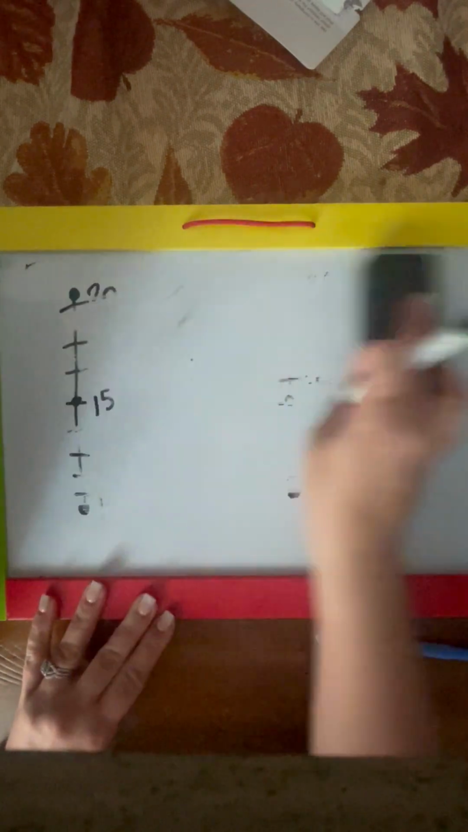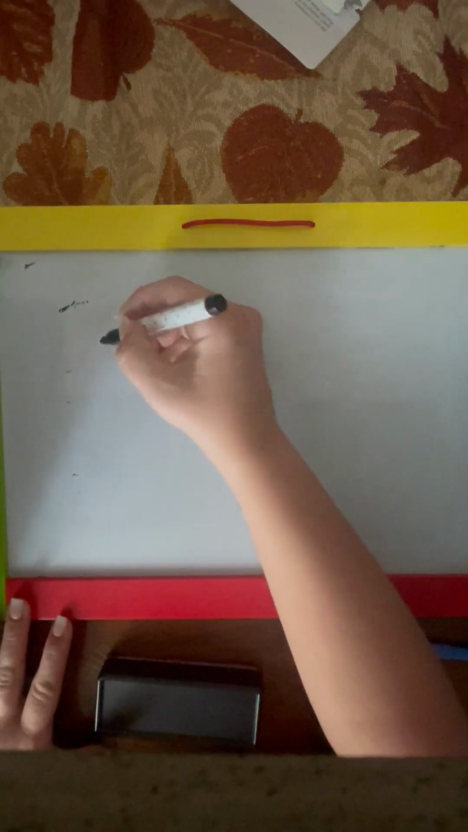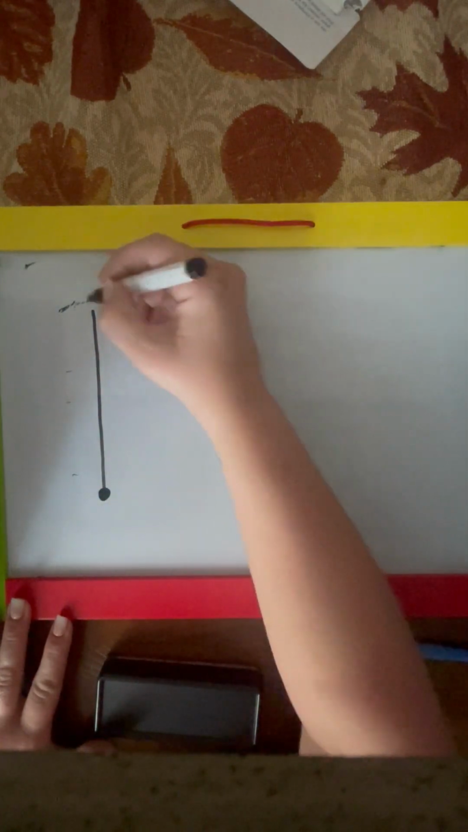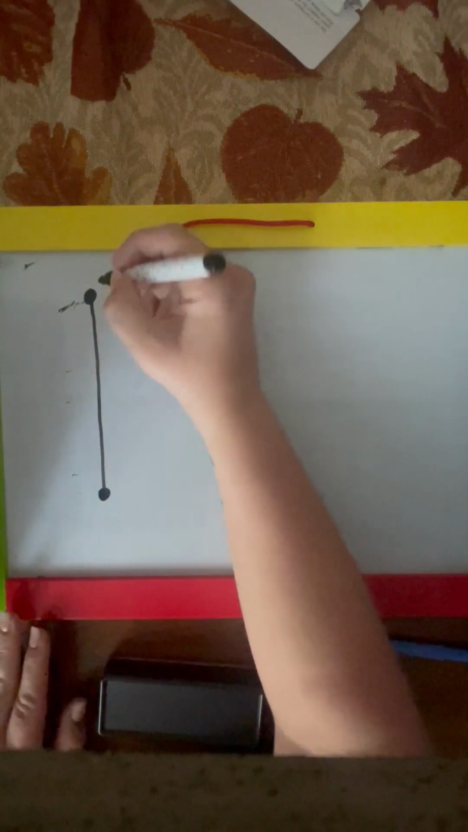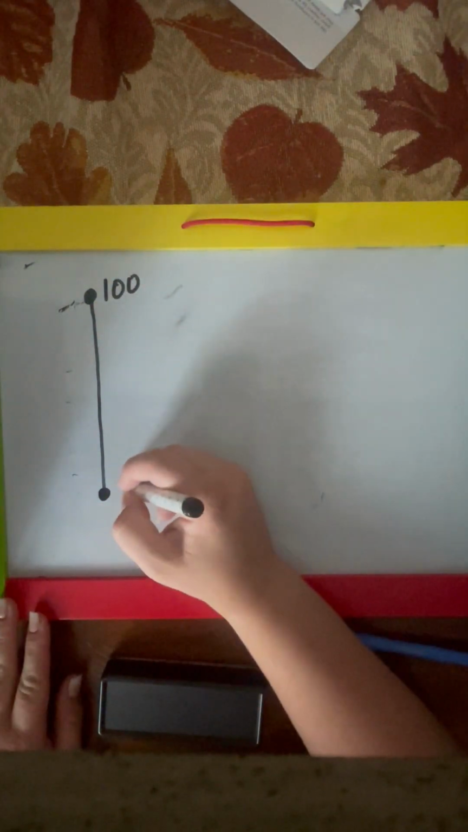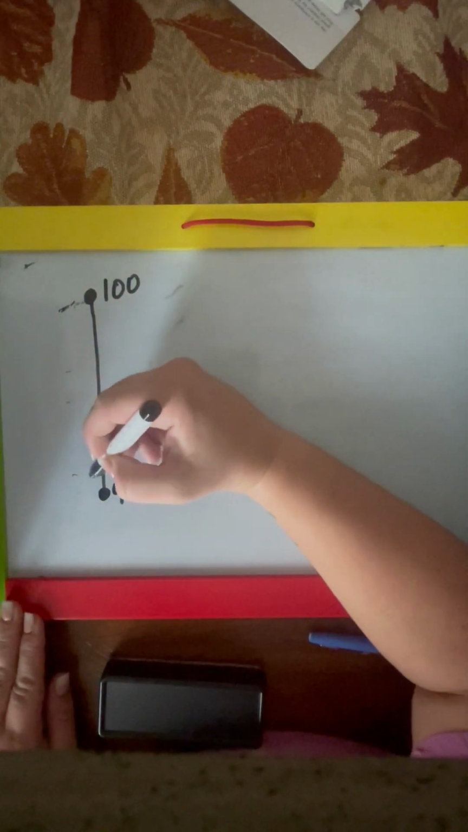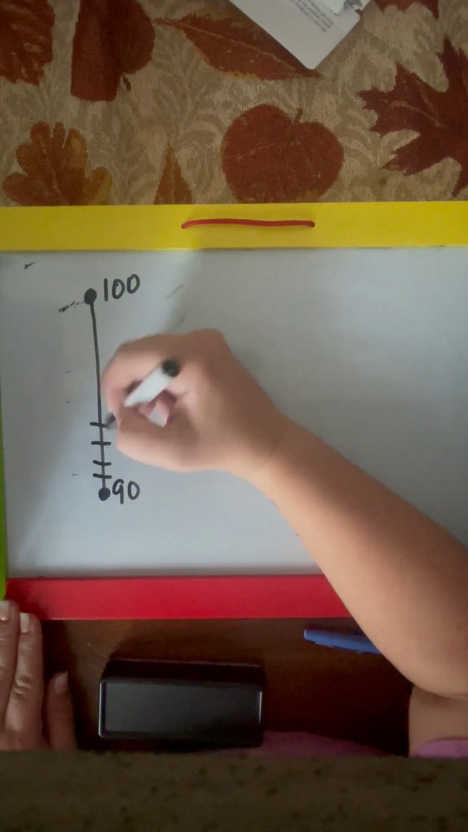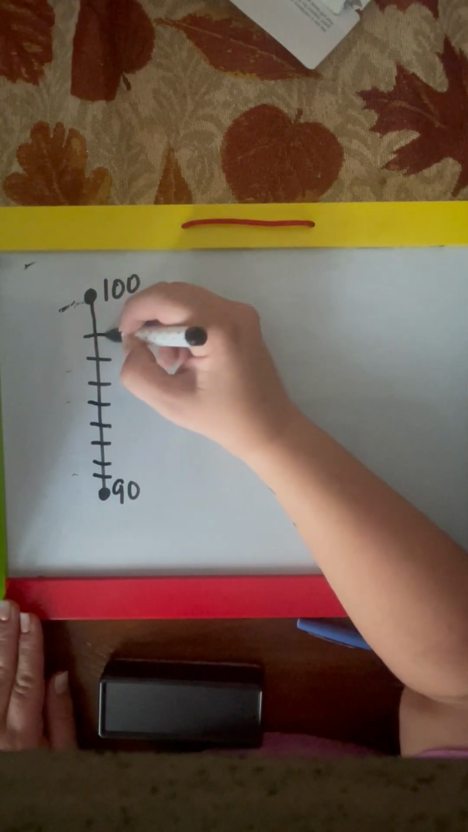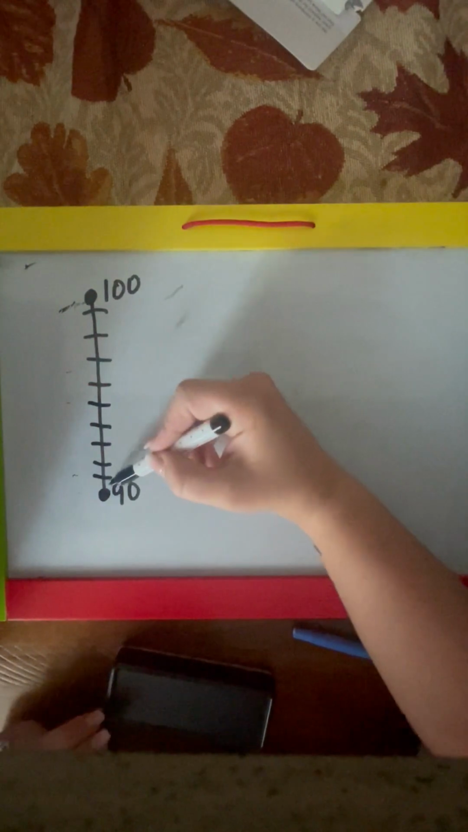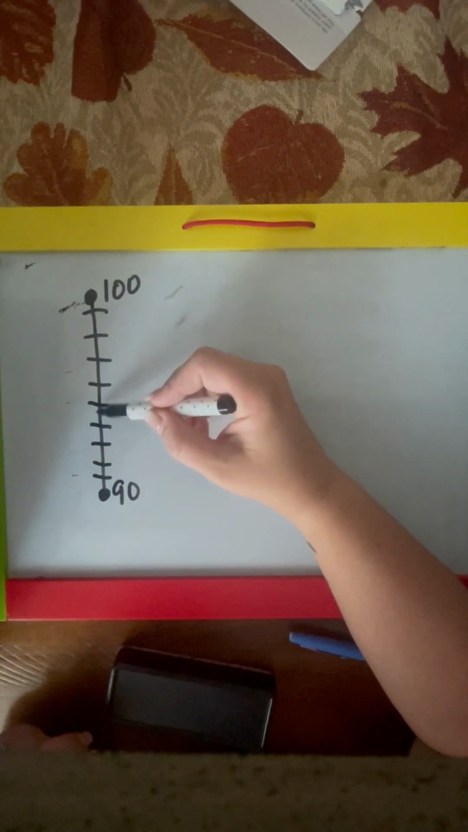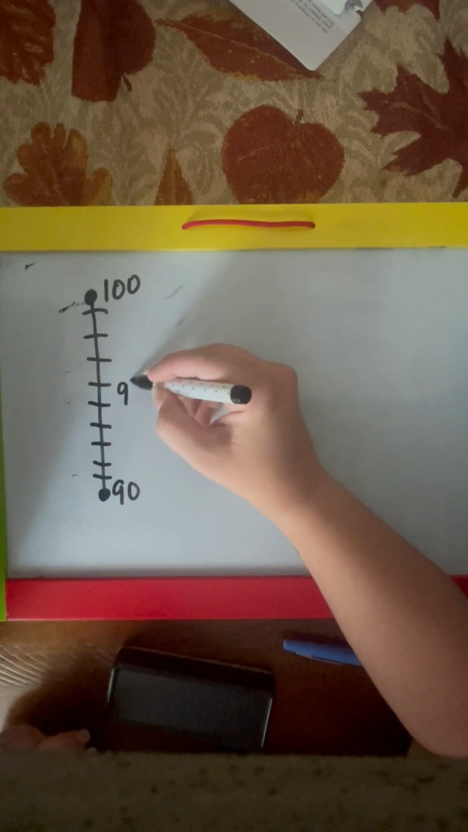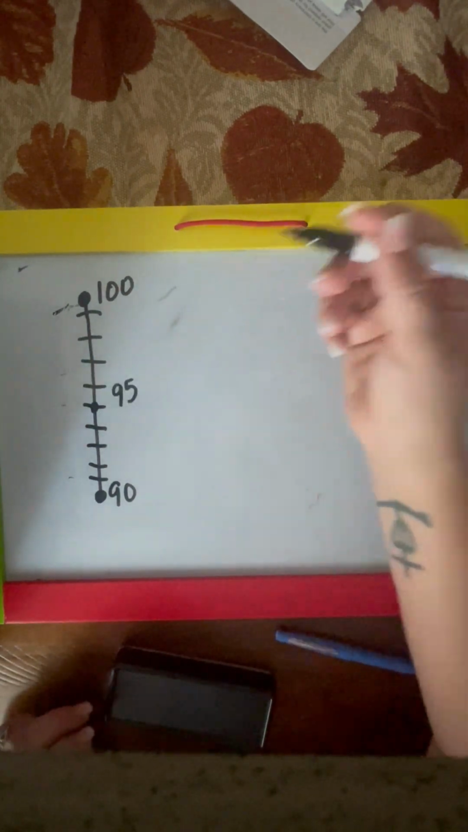Let's do one more, just for practice. Make our vertical line. Let's do our endpoints. Let's do a little bit harder this time. We're gonna do 10 tens and 9 tens. Okay. What is the halfway mark between 9 tens and 10 tens? Let's think about it. Start right here, 91, 92, 93, 94, 95. Good job. Let's mark that on there.